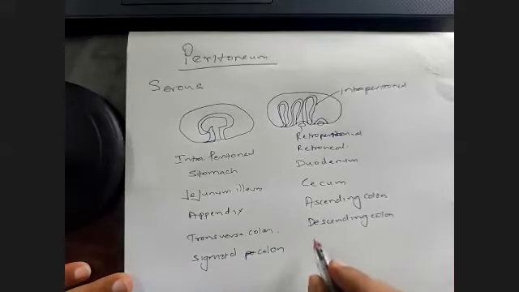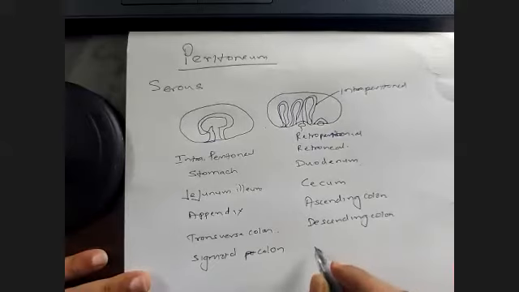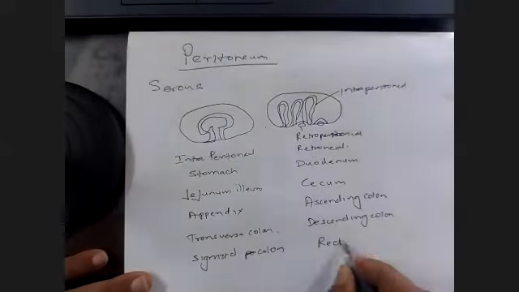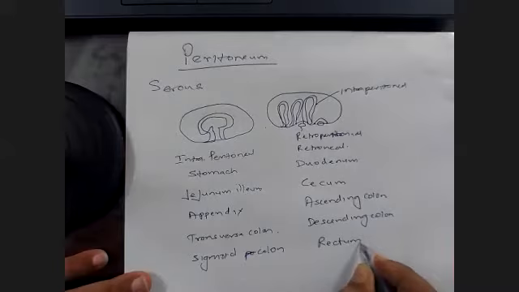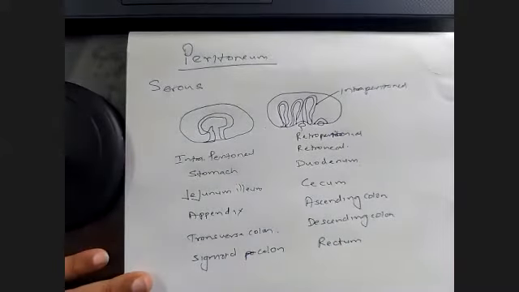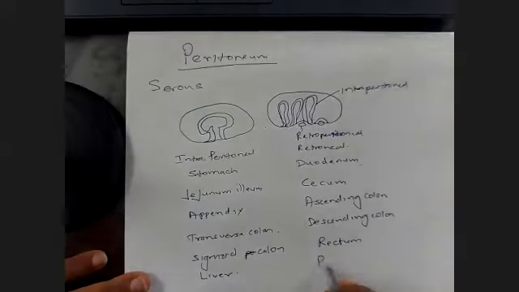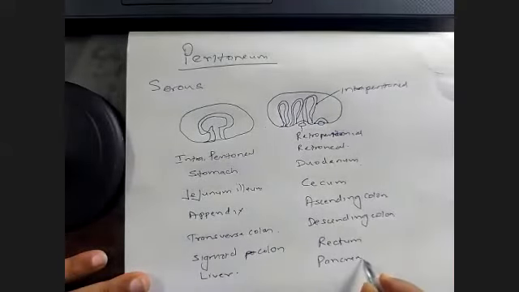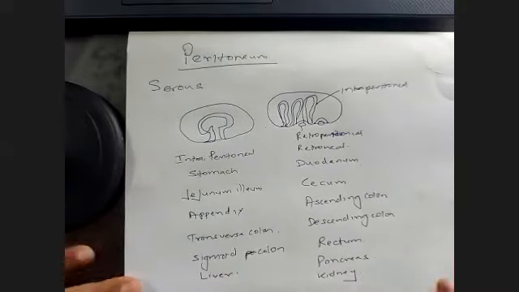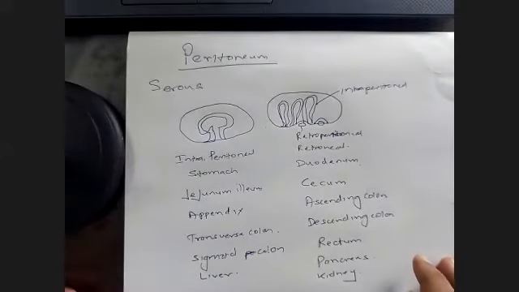And the next is rectum, which is covered by peritoneum from anterior aspect. Amongst the glands, liver is intraperitoneal, while pancreas is retroperitoneal. Okay, kidney, retroperitoneal. So this is how we remember.